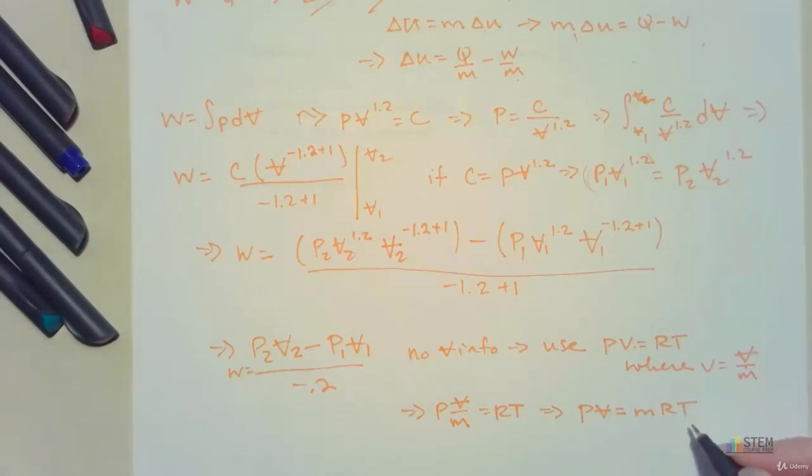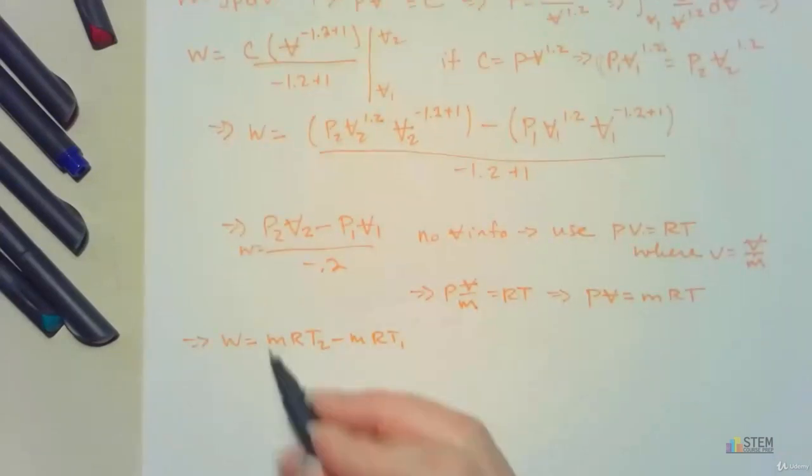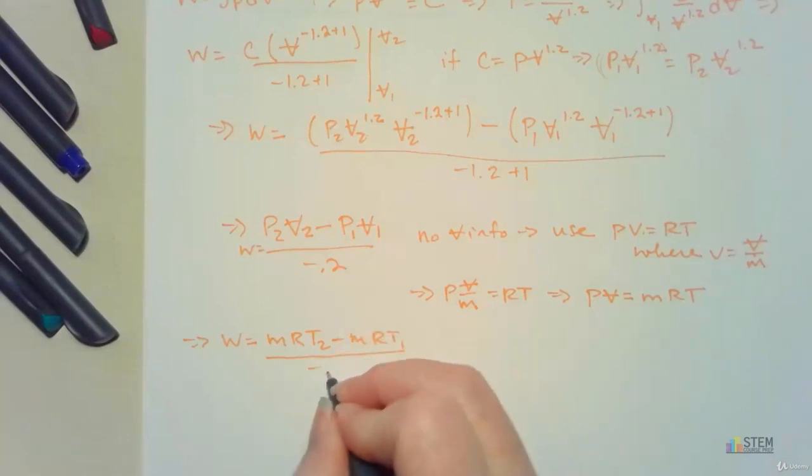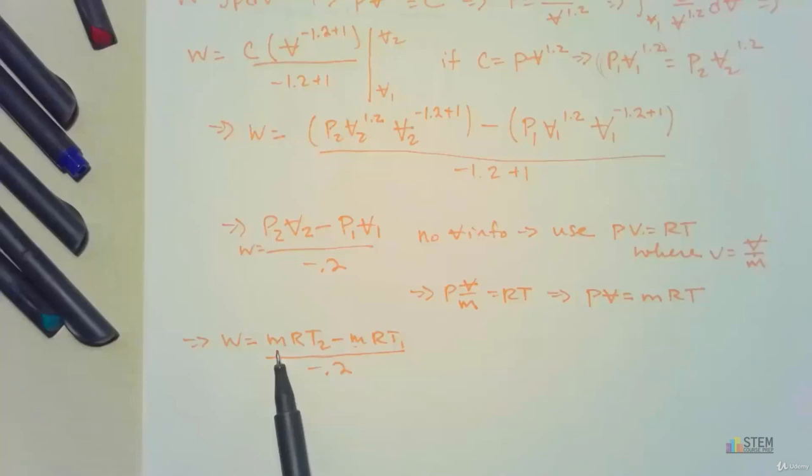All right, and once we do that, we're going to have W equals mRT2 minus mRT1, and we're going to put that over the negative 0.2. So it's looking good so far, right? Now, we've got this mass here. Remember the units we need for work. We want kilojoules per kilogram. We need mass in the denominator.